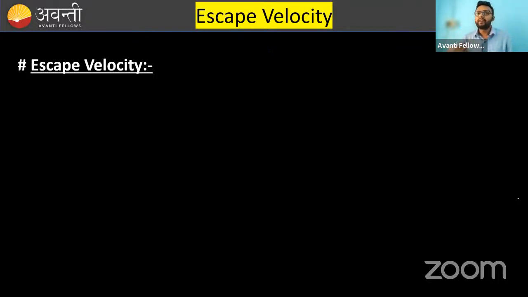So if I throw some ball in the vertical upward direction, it will come back to us. If I increase the initial velocity, it will go further higher, higher. And a situation comes when it doesn't come back. The minimum initial velocity given to a body so that it just escapes the gravitational field of the Earth is called escape velocity. So I have written it for you.